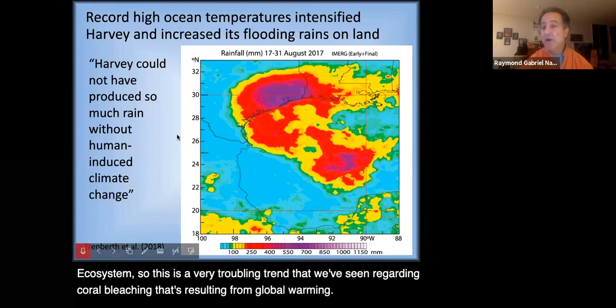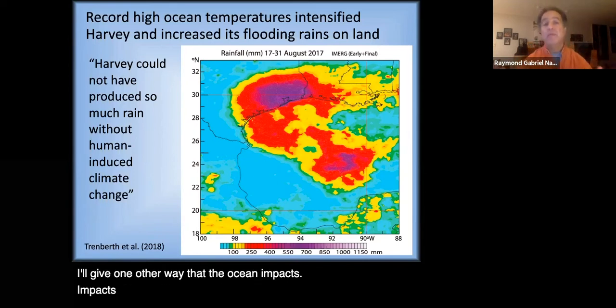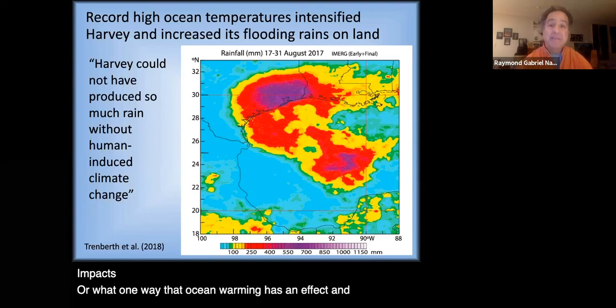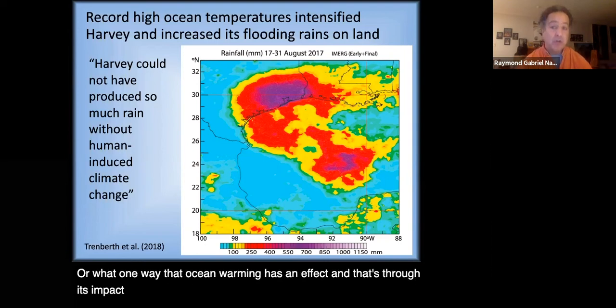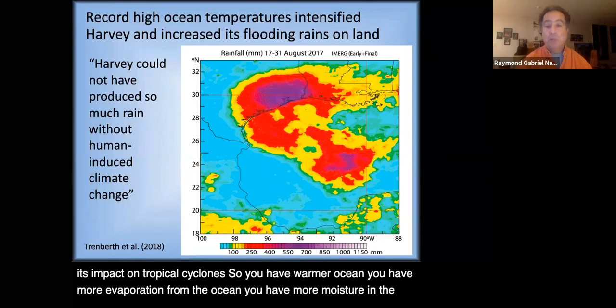I'll give one other way that ocean warming has an effect, and that's through its impact on tropical cyclones. So you have a warmer ocean, you have more evaporation from the ocean, you have more moisture in the atmosphere. That's one thing that happens.